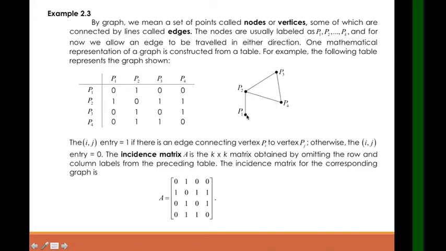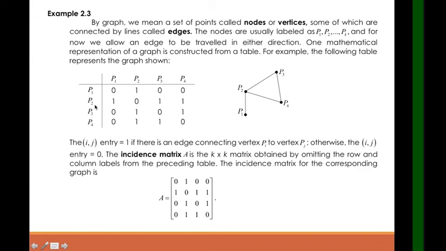For P sub 1 and P sub 1, we have only 0. We don't have P sub 1 and P sub 1, it is only a point by itself. For P sub 1 and P sub 2, we have 1 edge. P sub 3 and P sub 1, we don't have edges because nothing connects them directly, so 0. P sub 4 and P sub 1, we don't have a line here.